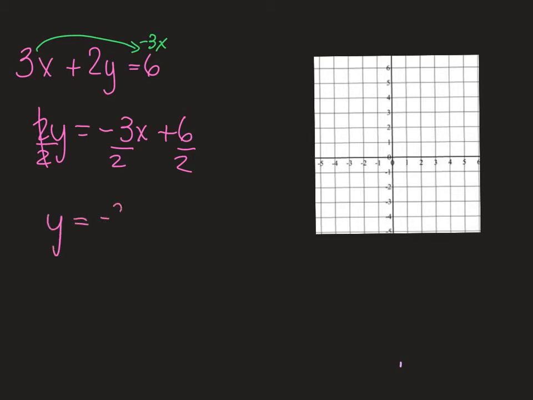Y is equal to negative 3 over 2x. It's okay to leave it improper because that's going to be our slope, down 3, right 2. And I figure out this answer, which is 3. And now I'm ready to graph. So some of them you'll have to do some rearranging. So if I graph it, I start at 3, down 3 over 2, down 3 over 2. I could also go up 3 and left 2. So there we go. So some of them have to be rearranged.